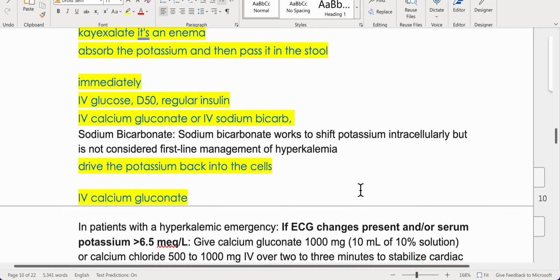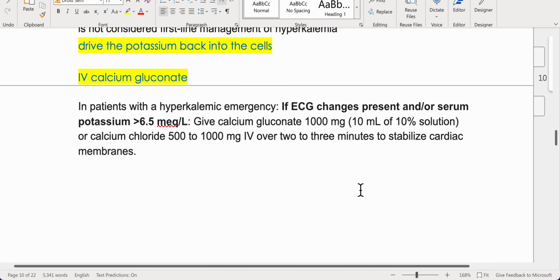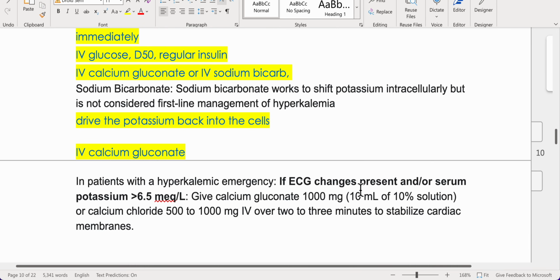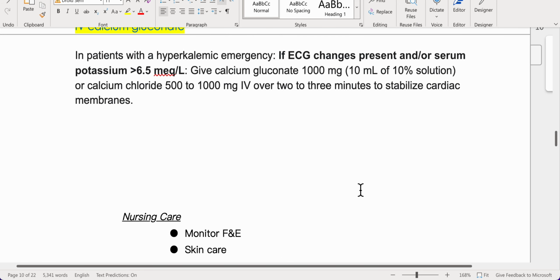For calcium gluconate in patients with a hyperkalemic emergency: if ECG changes are present and/or serum potassium is greater than 6.5 milliequivalents/L, give calcium gluconate 1000 milligrams, 10 milliliters of 10% solution, or calcium chloride 500 to 1000 milligrams over 2 to 3 minutes to stabilize cardiac membranes.